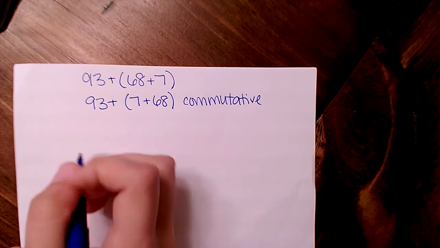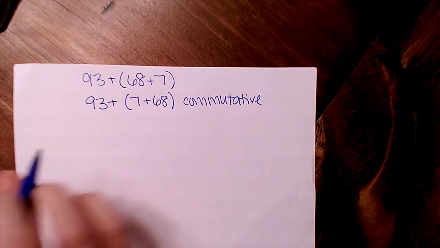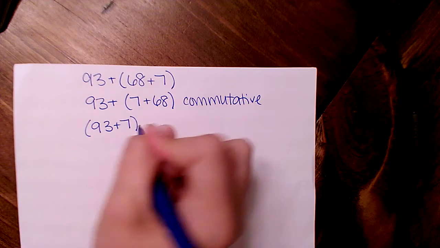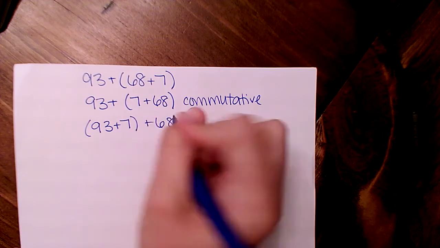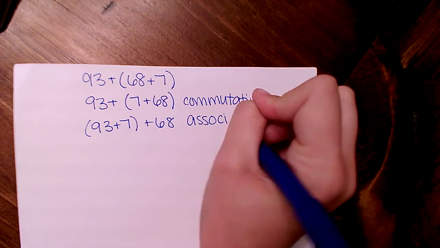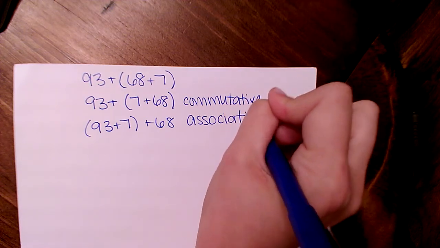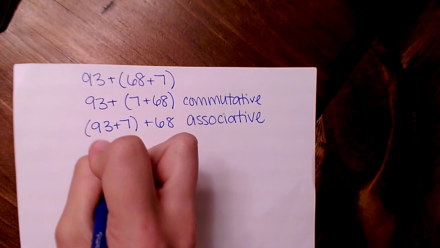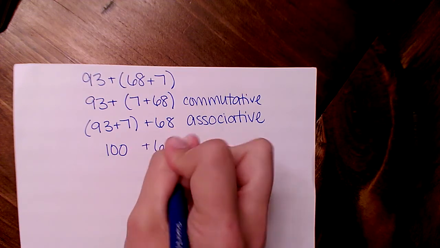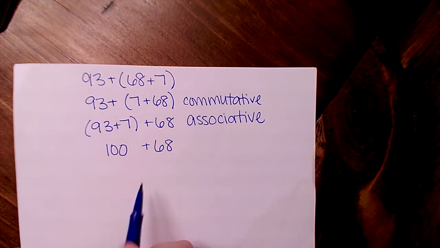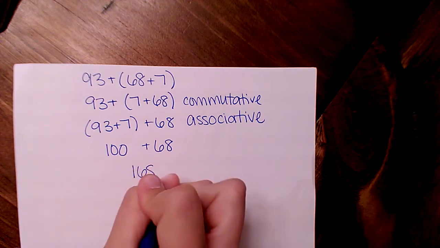Now I can use the associative property and slide the parentheses over to now be around the 93 plus the 7. Because we know that when you put numbers inside parentheses, you have to do that first according to order of operations. So when I look at 93 plus 7, I get 100. And then I'm going to bring down the 68, and 100 plus 68 is a lot easier to do than the original problem was. So that would give me 168.